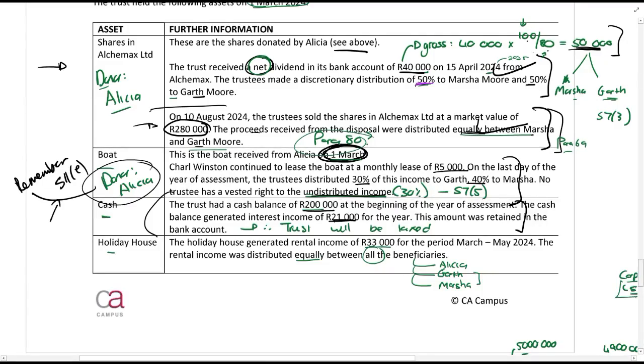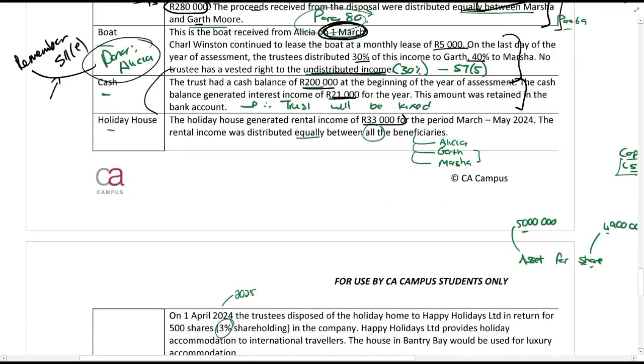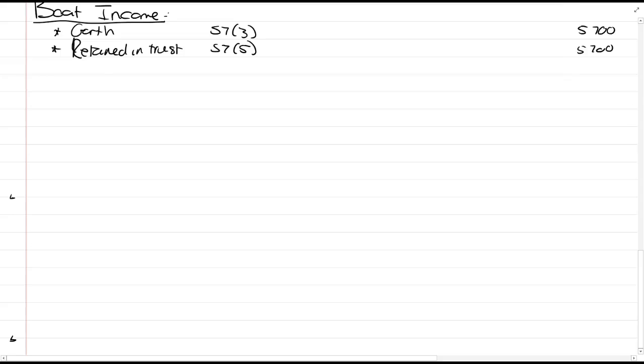Then the holiday house generated rental income of 33,000 and it went to all the beneficiaries. Remember, the beneficiaries are 3 people, Alicia, Garth, and Marcia. The holiday house was donated by Gwen. Was there a donation, is the donor alive? No. So who should be taxed on it? These 3 people.